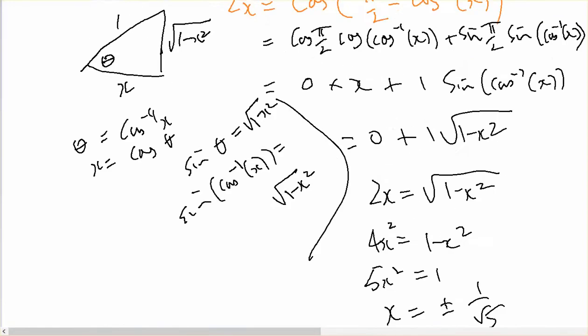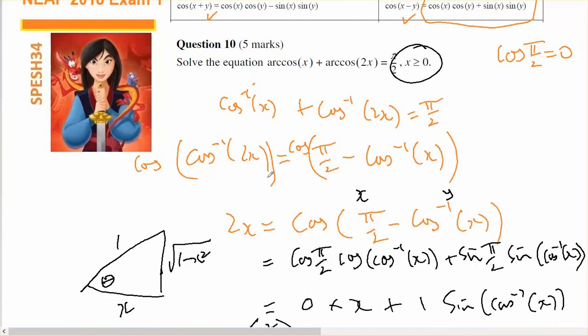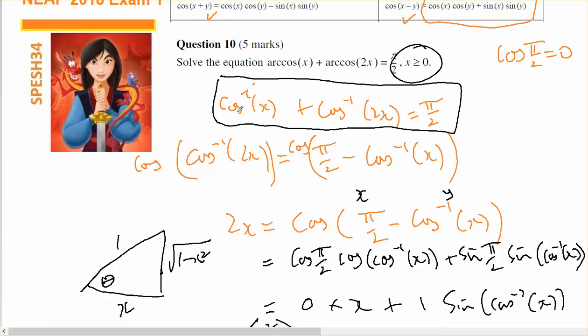I could have made a decision to leave it like this and take the cosine of both sides, and I would have had this rule to use and I still get the same answer.